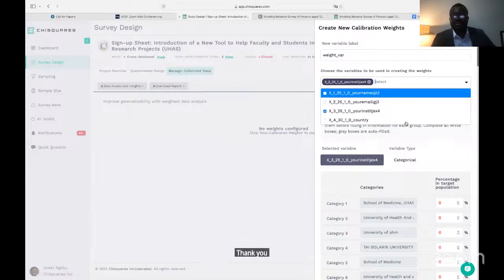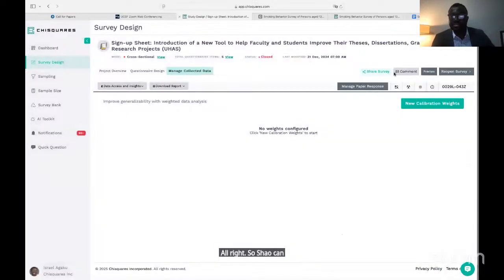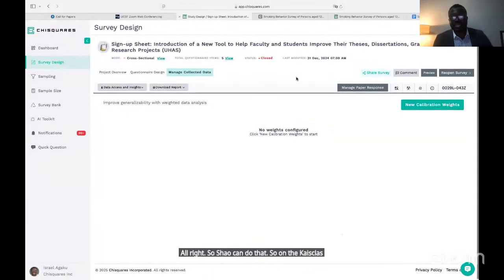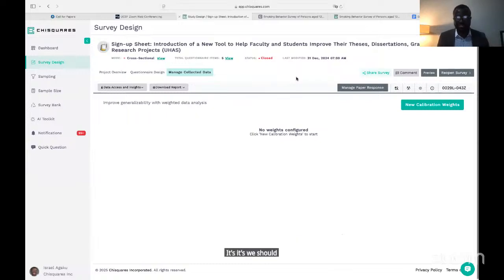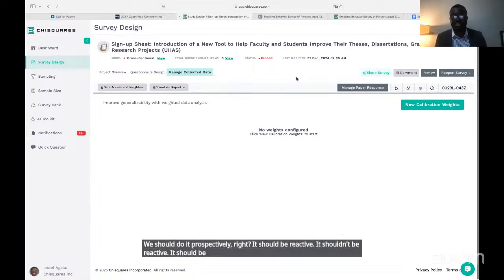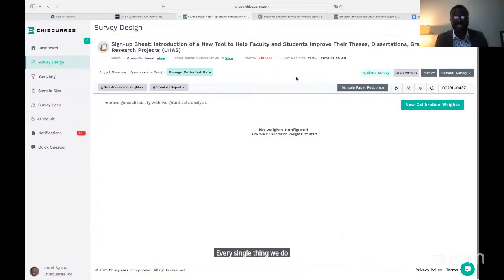All right, sure, we can do that. So on the Chisquares platform, when you collect data, first of all, we want to make sure that when we think of data cleaning, we should do it proactively. It shouldn't be reactive. It's like medicine after death: you wait for bad things to happen and then you try to correct them. Every single thing we do as part of data cleaning is something that can be prevented, right?